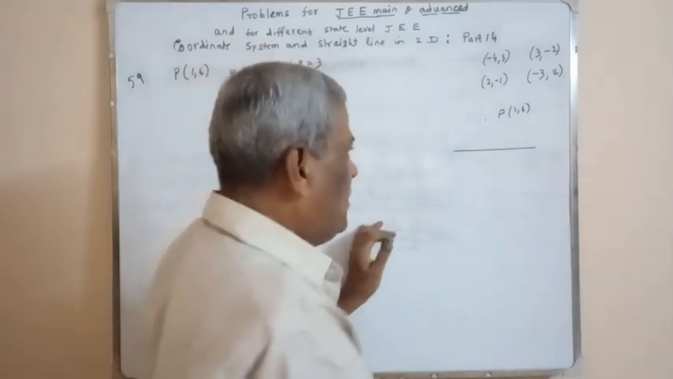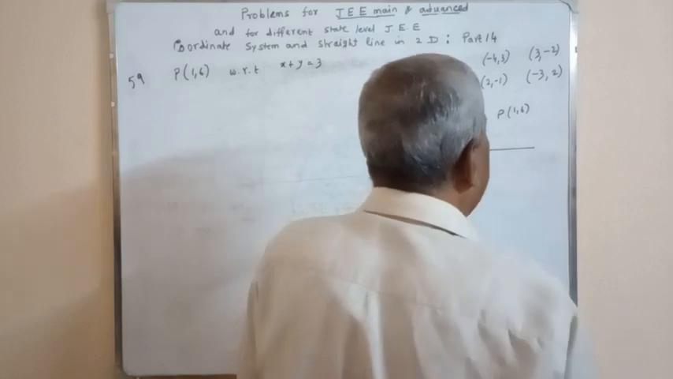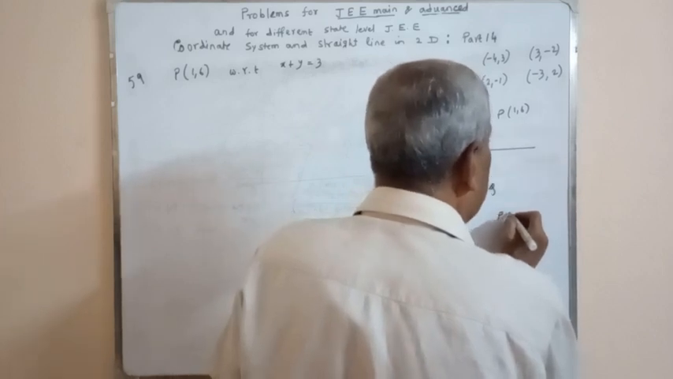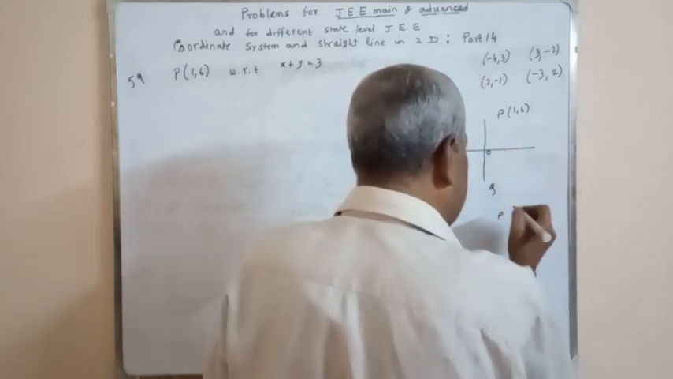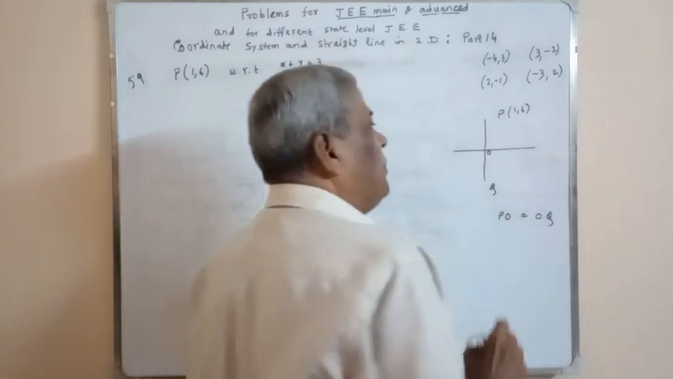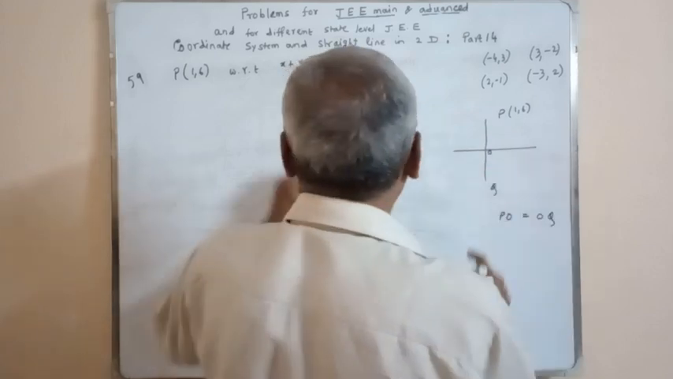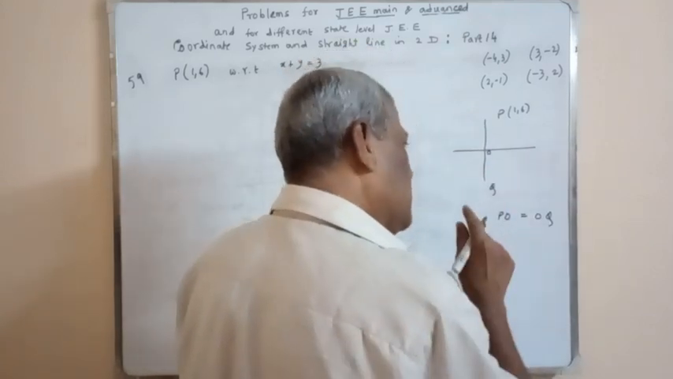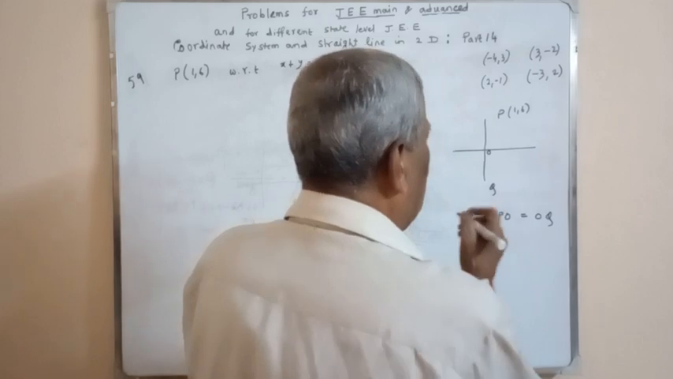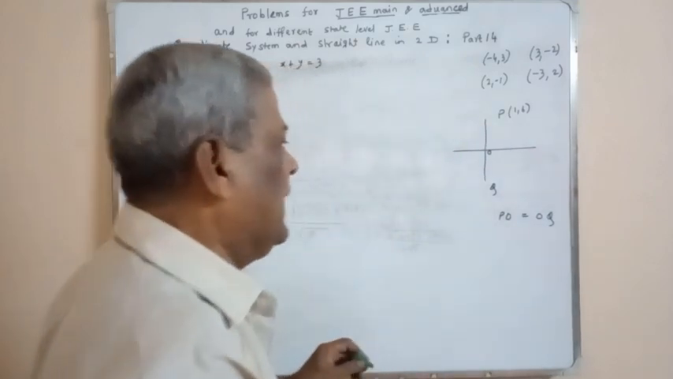Image point can be obtained by drawing a perpendicular from this point to that straight line and extending it to a point Q such that it meets the straight line at the point O. So PO is equal to OQ. First draw a perpendicular from P on this given straight line x plus y is equal to 3. Suppose it meets the straight line at the point O, then extend it up to Q such that PO is equal to OQ. Then Q is the image point.